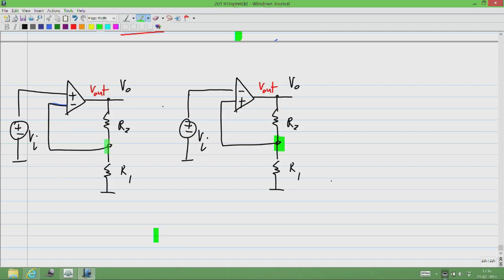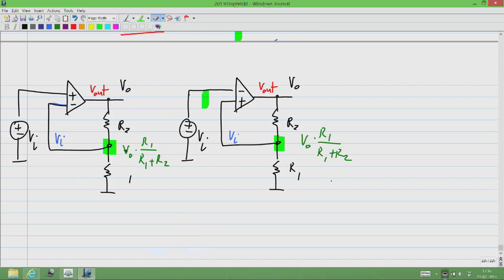Now the point is that if you calculate this voltage from the output side, this is V naught and this point will be V naught times R1 by R1 plus R2. Here also it will be V naught times R1 by R1 plus R2. So they will be exactly the same as each other, obviously. Now if I assume an ideal op-amp and say that it is virtually shorted, this voltage is the same as that voltage. So from the input side, this will be VI, and here also it will be VI if I assume there is a virtual short between these two terminals.